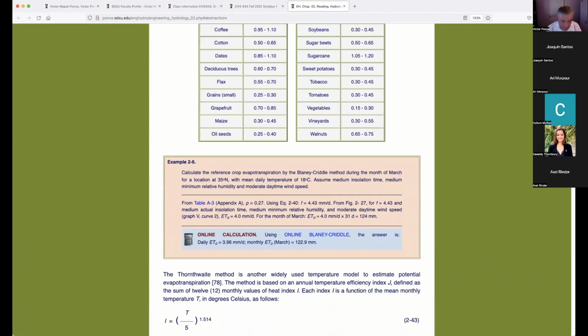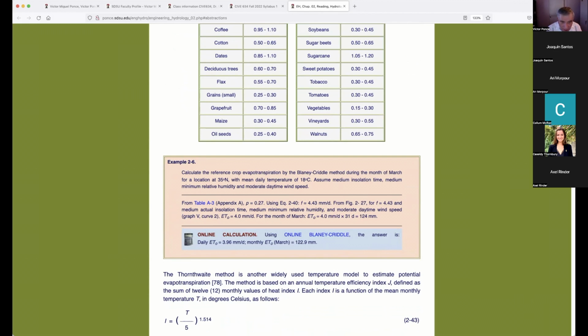Calculate the reference crop evapotranspiration by the Blaney-Criddle method during the month of March, location at 35 degrees north, daily temperature 18 Celsius. Assume medium insolation, medium minimum relative humidity, and moderate daytime wind speed. Those are the parameters of Doorenbos and Pruitt.